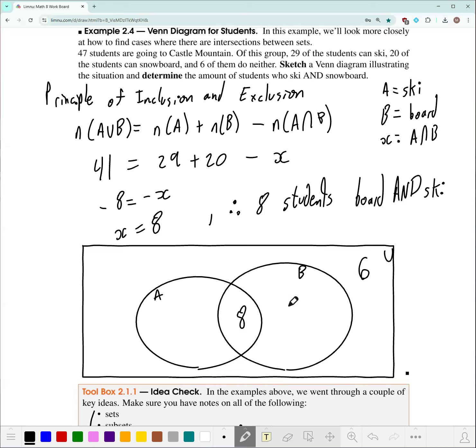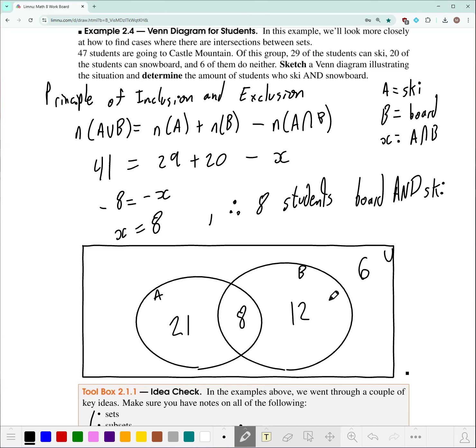Now, the last piece here is that if I know 29 students are skiers, 8 of them can also board. I don't want to put 29 here again. I'm double counting. That's the whole problem. So if 8 of them do both, that means only 21 are only skiing. If 20 do snowboarding, 8 do both, that means 12 of them only snowboard.